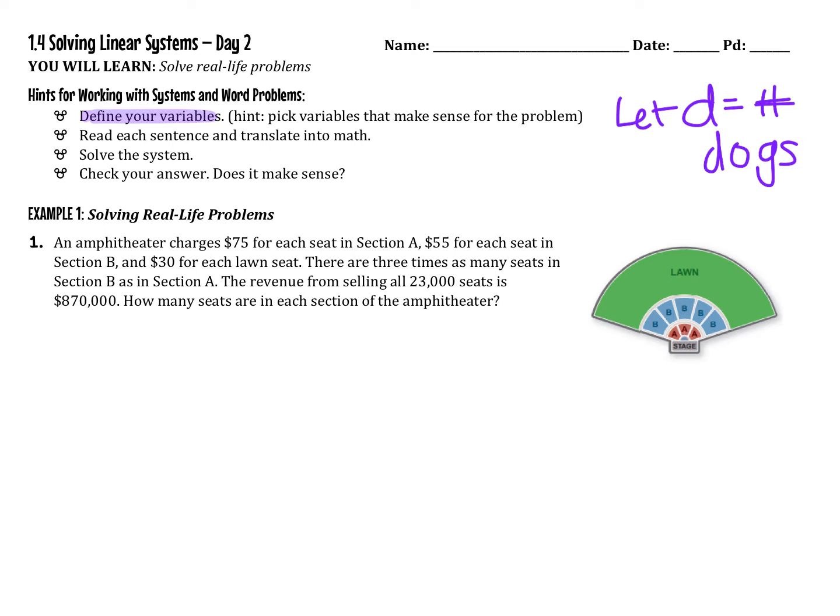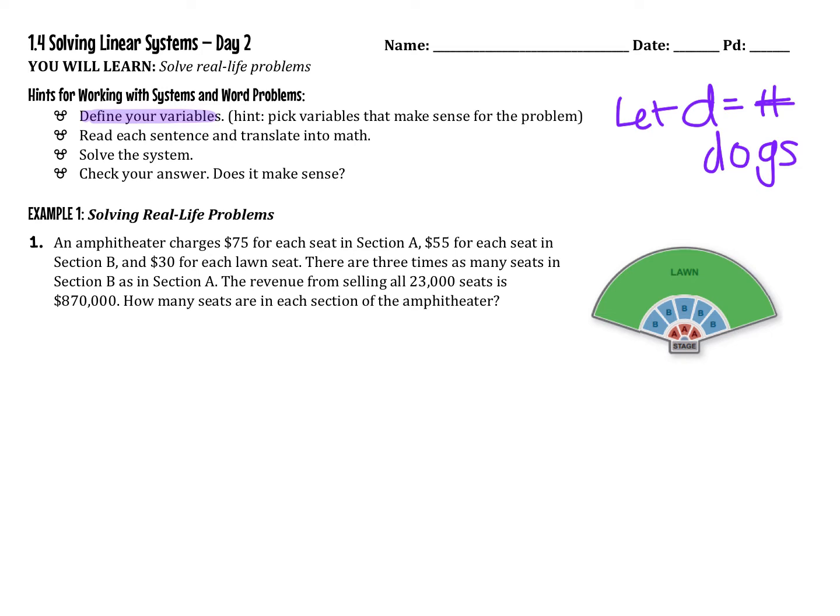Then you're going to read each sentence and translate those sentences into math. That's the part I really want to focus on. And then you're going to solve the system that you have using the same strategies that we used last class. And then you're going to check that your final answer makes sense. Do you have a negative number? Can that work in a problem like this? Do you have a fraction? Does that make sense to have a fraction of a seat or something along those lines? So really make sure that your final answer does in fact make sense.